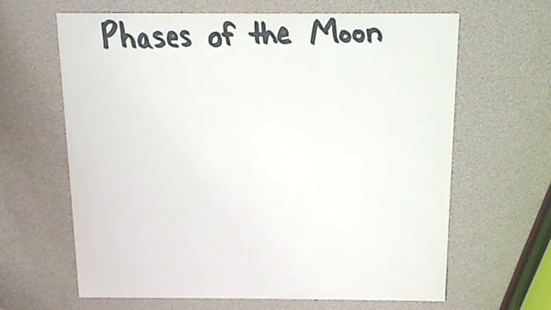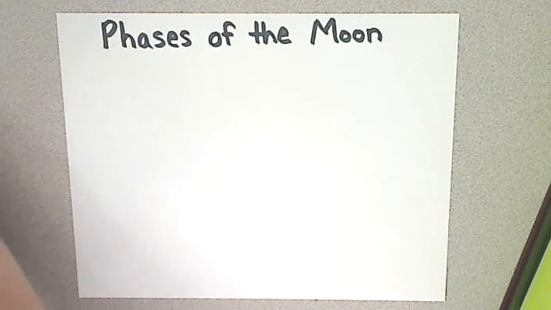Today, we're going to be looking at the phases of the moon, and this is one of my favorite parts of studying celestial bodies. There are going to be a couple of different graphs and charts that we're going to be looking at, but the first one that we need to understand is how the sun's light affects the moon as the moon orbits the earth.